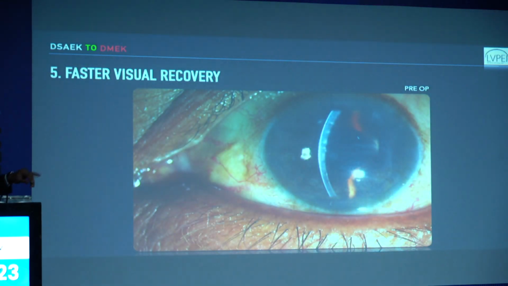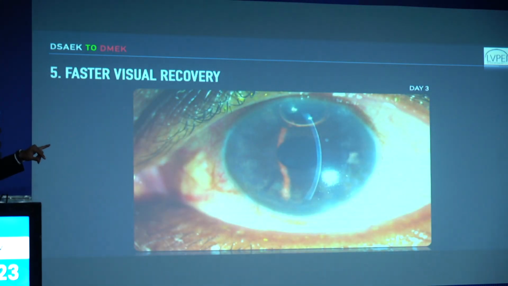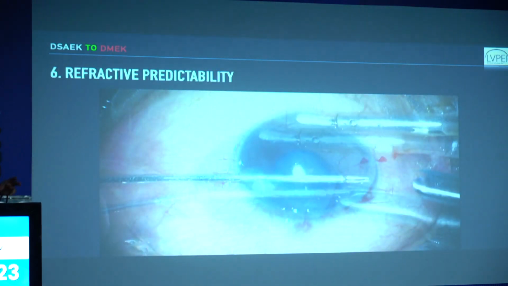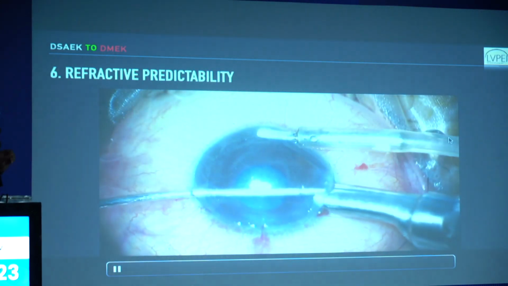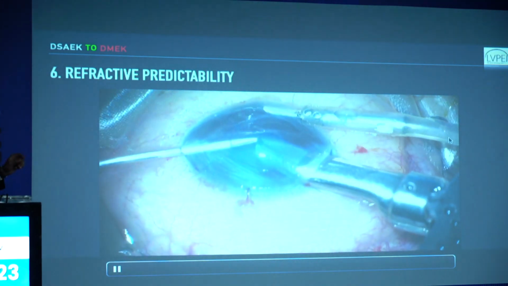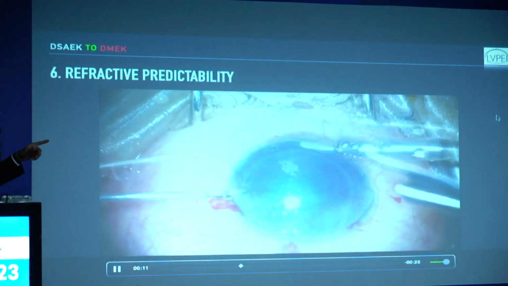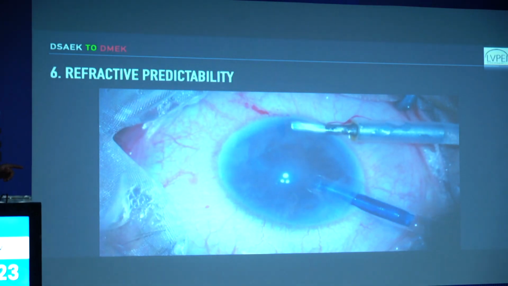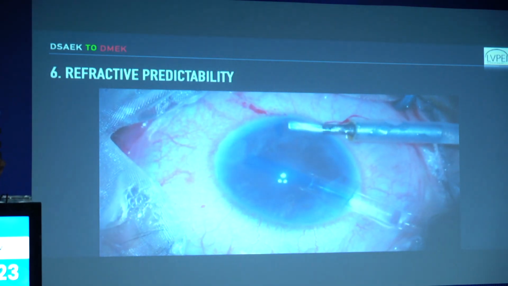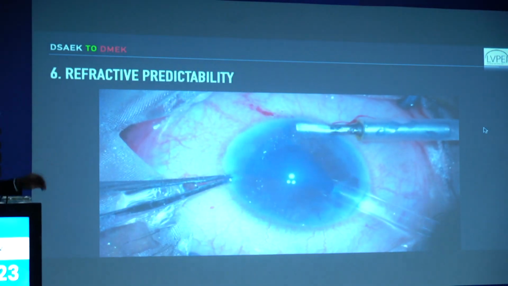Visual recovery is much faster, and you'll see that this patient with PBK, that is day 1 after DMEC, and in about 3 days or so, the patient actually has pretty good vision in the majority of cases after DMEC surgery. The surgery is uncomplicated. And lastly, refractive predictability is also good because in DSEC, the smallest potential incision you can make for injecting the lenticule is about 4.5 millimeters, whereas in DMEC, you have injectors right now that can deliver the tissue within a 2.2 millimeter incision, thus reducing the amount of astigmatism that you will induce.